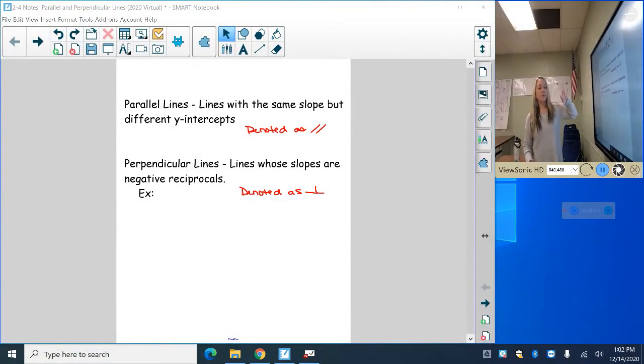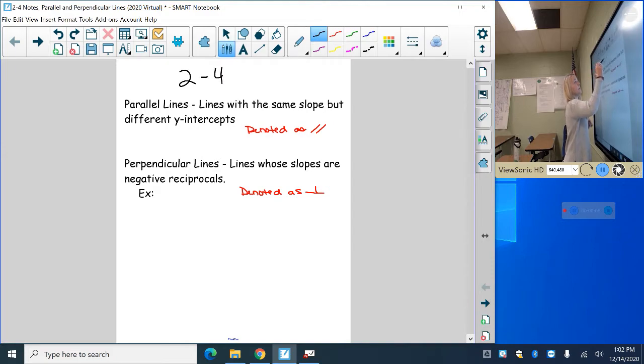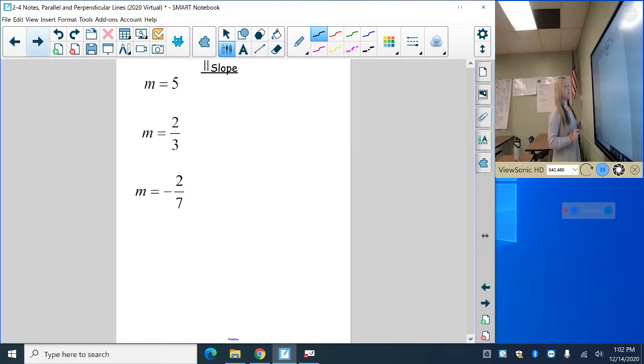Okay, so the next section, what we're going to talk about is 2-4, and 2-4 is parallel and perpendicular lines. We're going to divide this into two different sections. I'm going to talk about parallel lines today, or video 1, perpendicular lines, video 2, and then we're going to review in video 3. So, what are parallel and perpendicular lines?